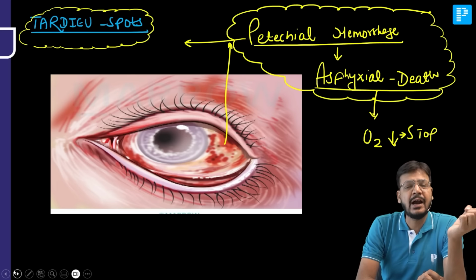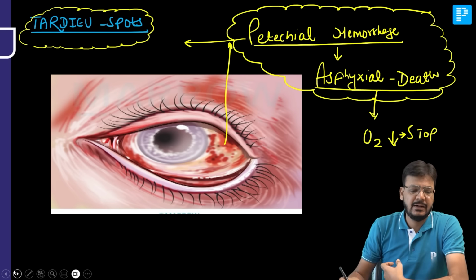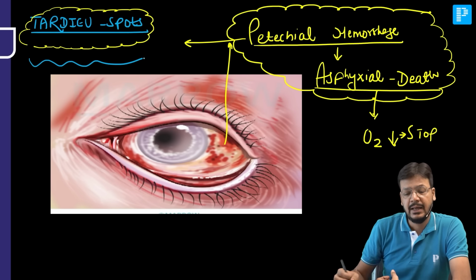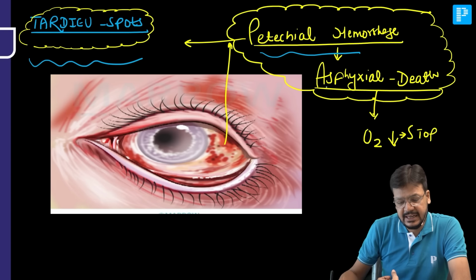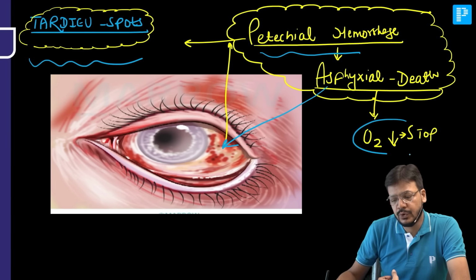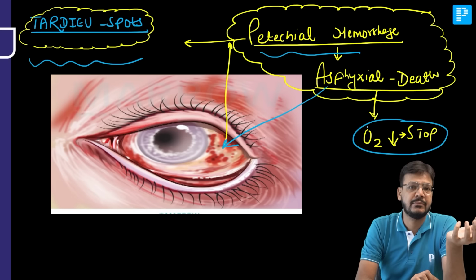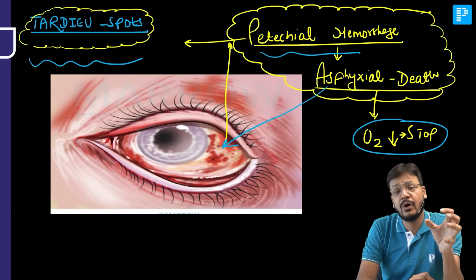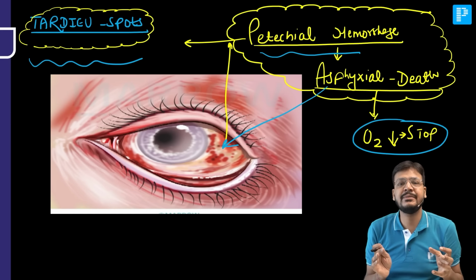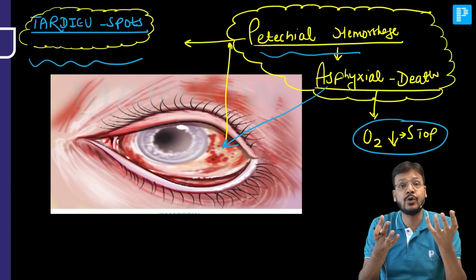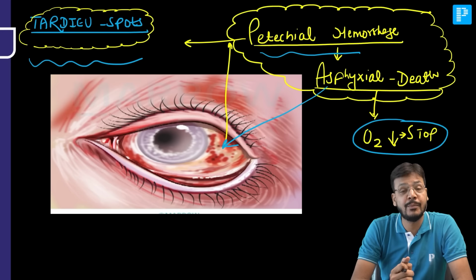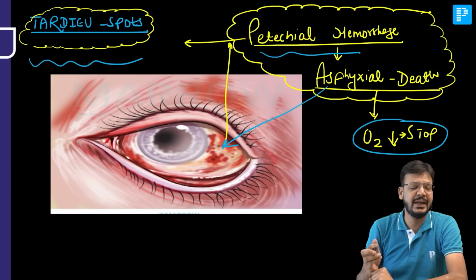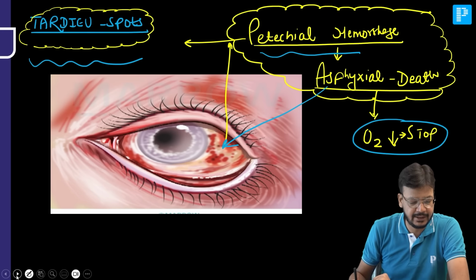So, tardieu spots, my dear friend, are petechial hemorrhages seen in asphyxial death due to lack of oxygen supply. The venules and capillaries are ruptured. These are known as tardieu spots. So tardieu spots are common in the eyes, skin and mucous membrane of the area. That is an asphyxial death finding.